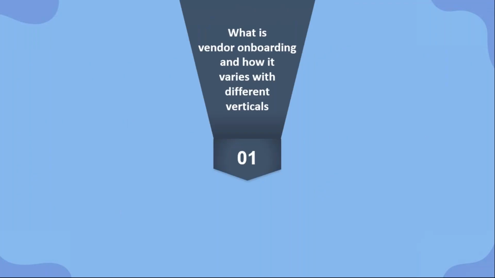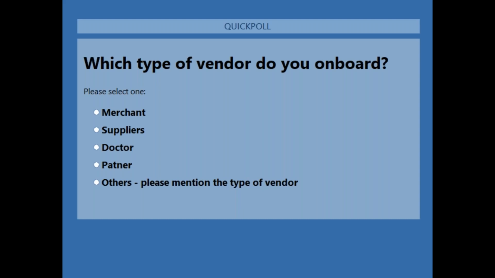Which type of vendor do you onboard? Guys, you'll be able to see this on your screen. All you have to do is type the option that's most relevant to you. Is it a merchant, supplier, doctor, partner? If it's others, let us know what the other type of vendor is. It'll help us give you a more focused answer later, or talk about specific vendors more than others, because we have people representing those types of vendors here. So just let us know which type of vendor you onboard. Is it merchant, supplier, doctor, partner, or others?